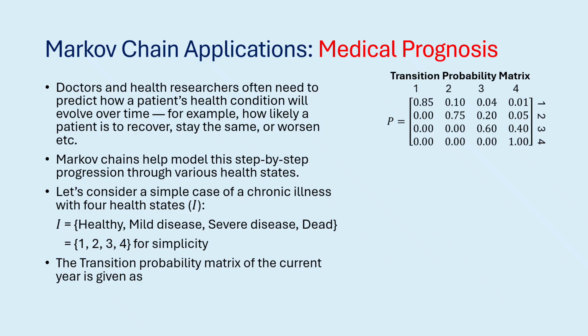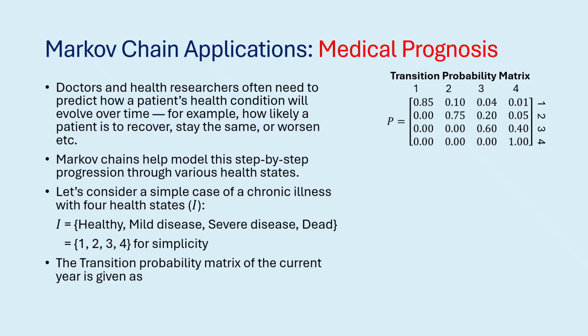Okay, so let us now understand the application of Markov chain to a medical example. Generally we see doctors and health researchers often need to predict how a patient's health condition will evolve over time. For example, how likely a patient is to recover, stay the same, or worsen, etc. So Markov chain helps to model this kind of situation.